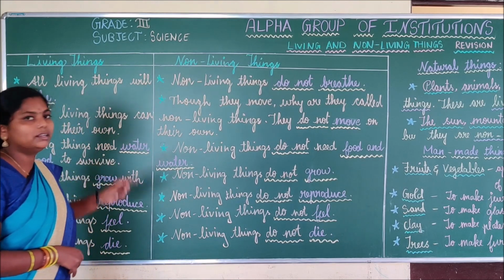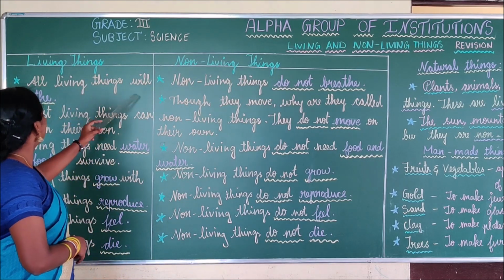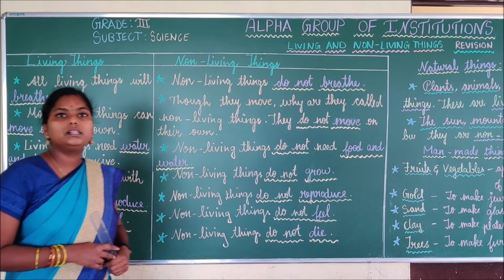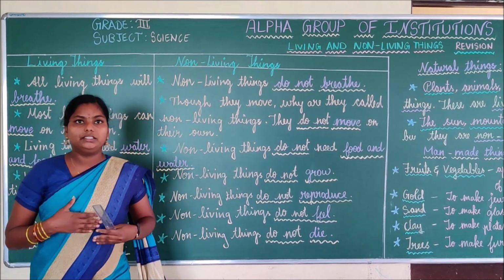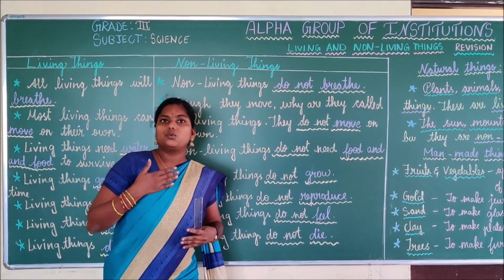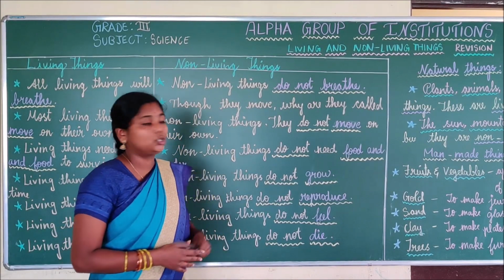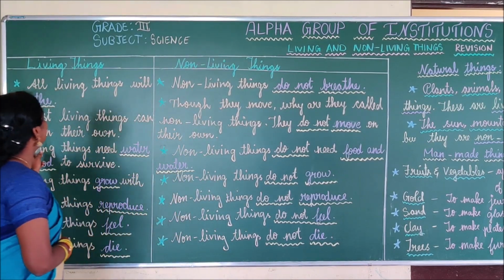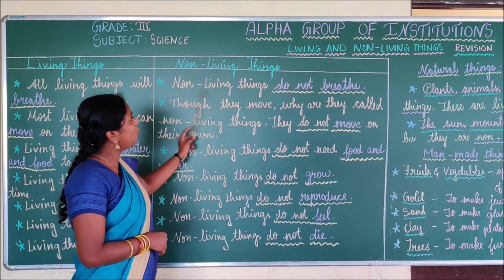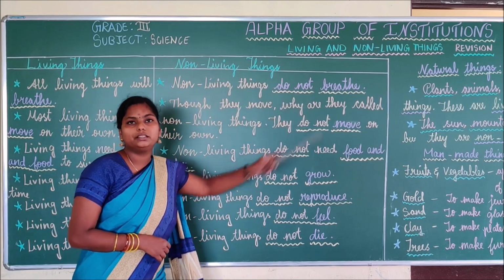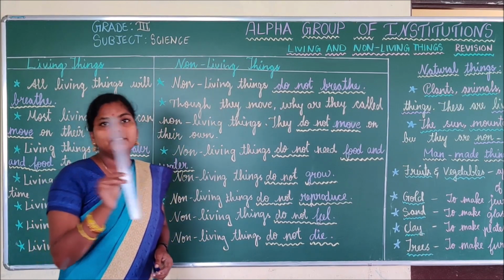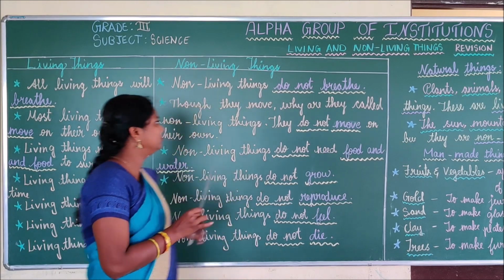Here, the first one is all living things breathe. That means living things, like me now, I am going to breathe. While I am breathing, I will survive. So all living things will breathe. Non-living things do not breathe. Already I said that this scale will not breathe.